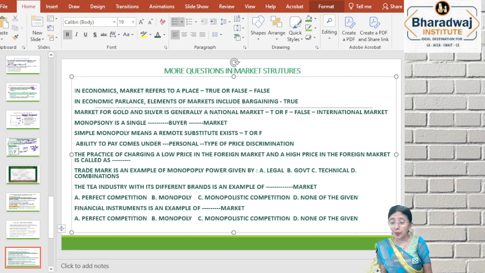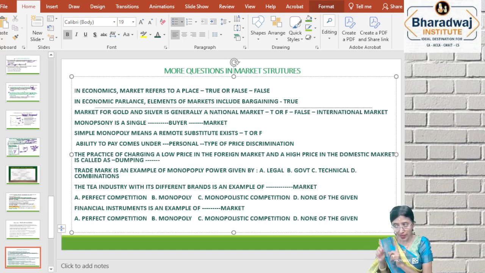Okay. The practice of charging a low price in the foreign market and high price in the domestic market is called dumping. Dumping. Remember, under monopoly we saw no price discrimination.